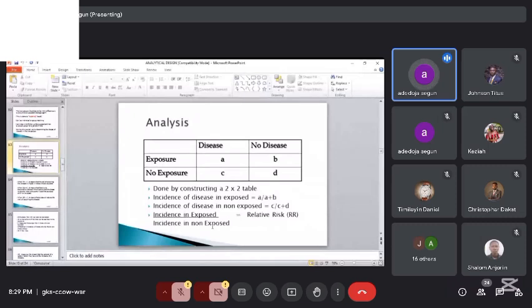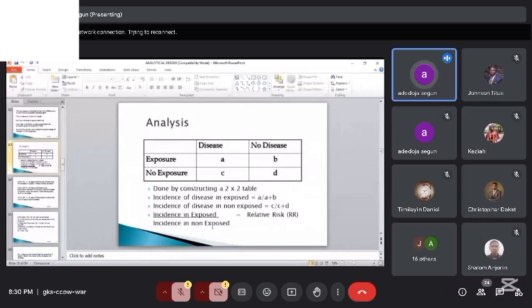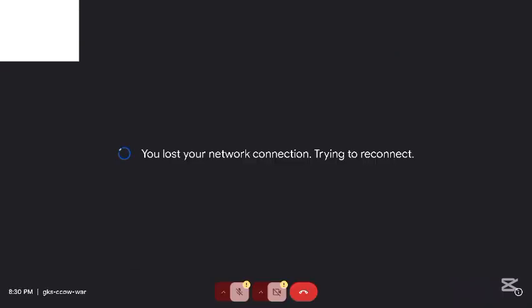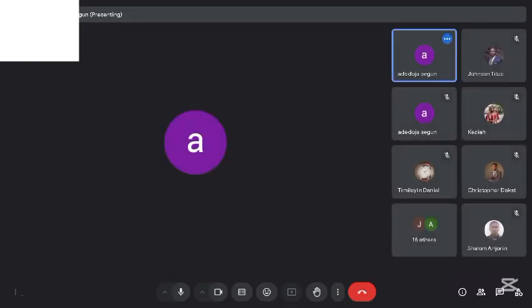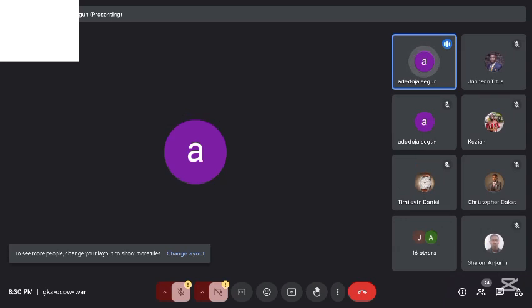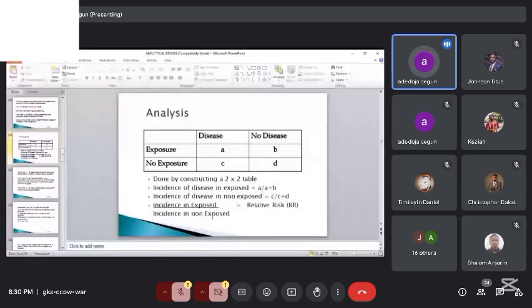Maybe from other sources, their sexual life. The total of the population under exposure is A plus B. Then the incidence of those that have come down with disease is A over A plus B, the incidence of disease in exposed. Then the incidence of disease in non-exposed.